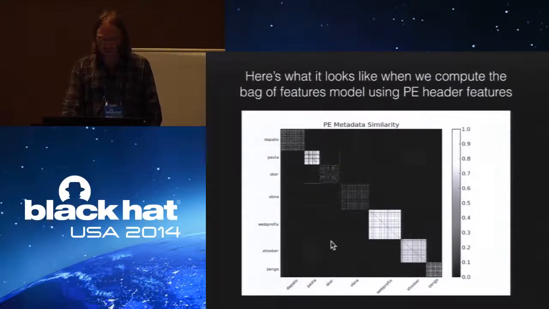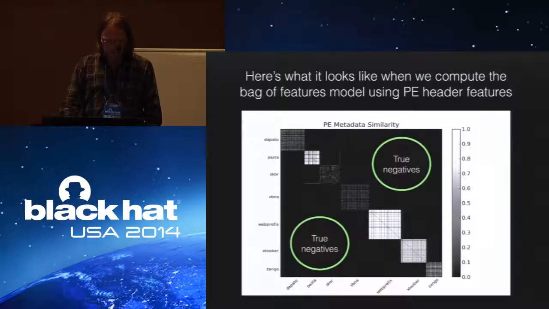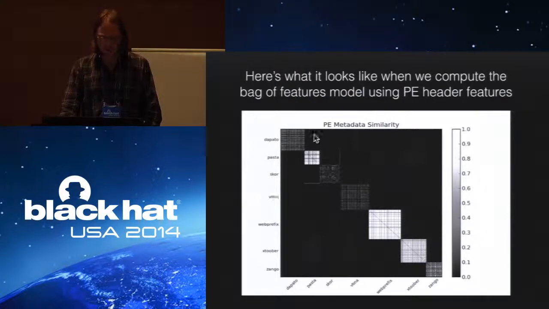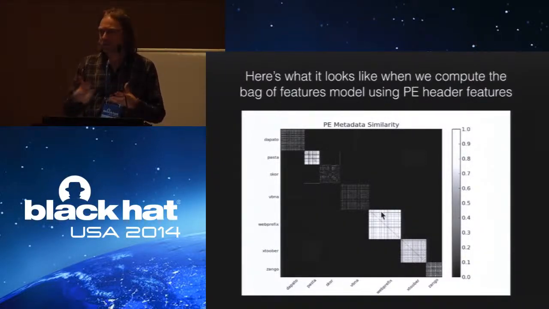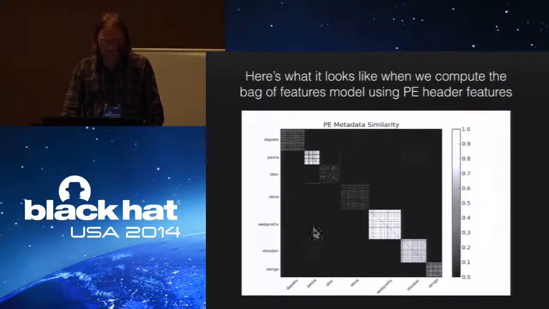So here's what the results look like when we compute that kind of simple similarity model on a corpus of malware. Here we took about 2,000 malware samples from 7 different malware families. The names of the families are here along the rows: Depato, Pasta, Score, VBNA, Web Prefix, Xtuber. These are Kaspersky antivirus labels. Let me also introduce how to read this matrix. Basically what we want is squares that look like this. Each pixel in this matrix represents an individual similarity computation. So the pixels here are showing us comparisons between Web Prefix samples.